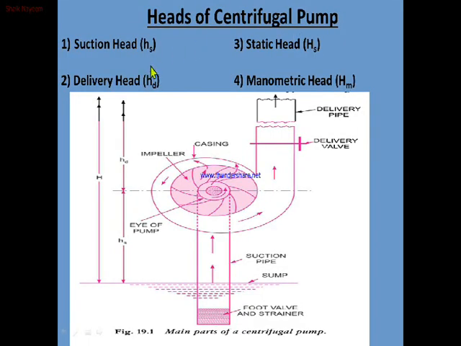Here we'll have 4 types of heads. First one suction head, second one delivery head, third one static head, fourth one manometric head. Suction head is from the sump level to the center of the centrifugal pump. The second one is the delivery head, which is from the center of the centrifugal pump to the delivery pipe. The static head is the combination of the delivery head plus suction head.